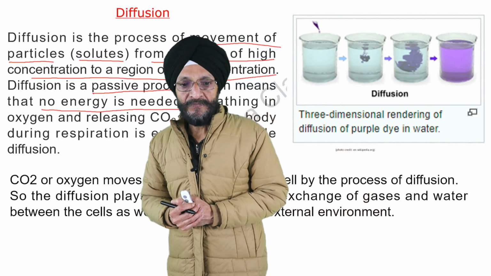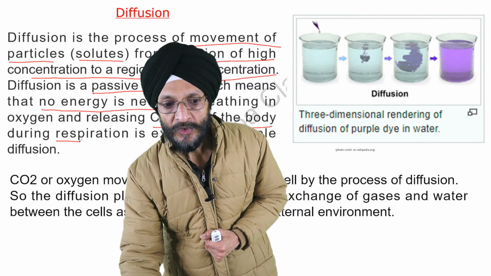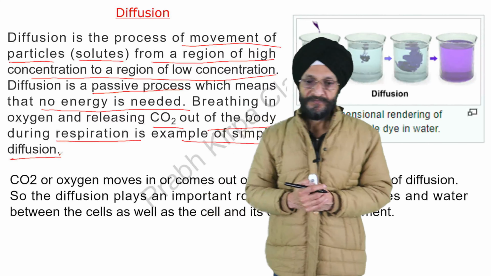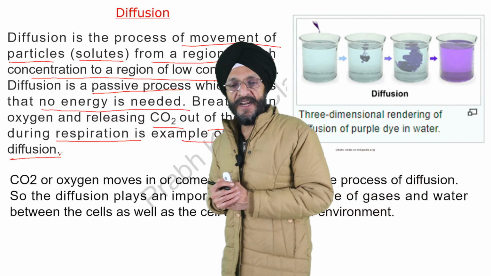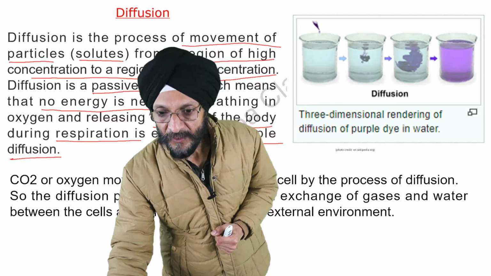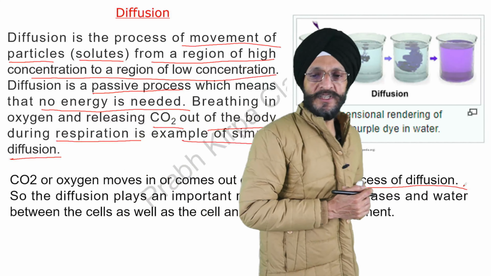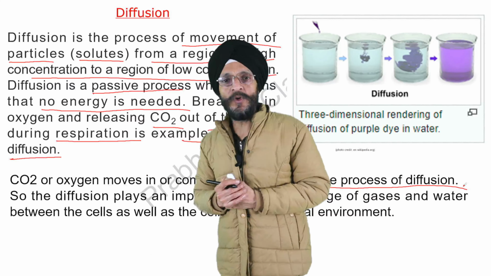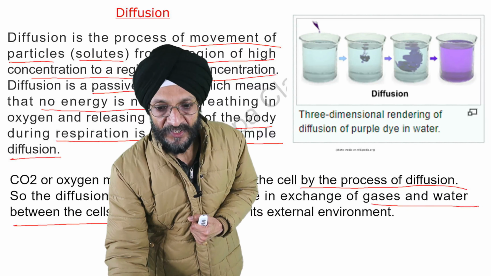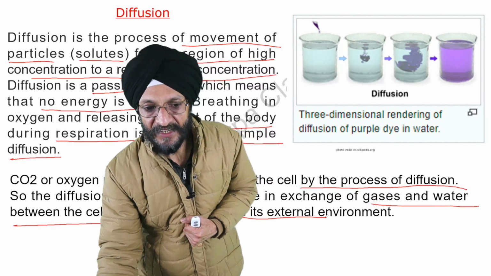Breathing in oxygen and releasing carbon dioxide out of the body during respiration is an example of simple diffusion. Carbon dioxide and oxygen move in and come out of the cell by the process of diffusion. So diffusion plays a very important role in the exchange of gases and water between the cell as well as the cell and its external environment.